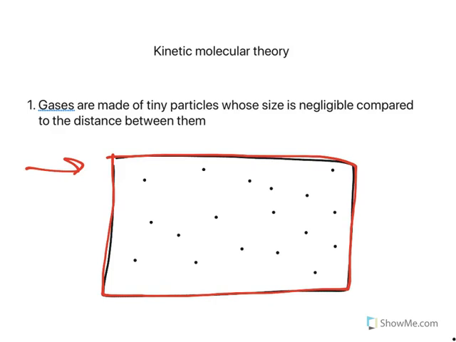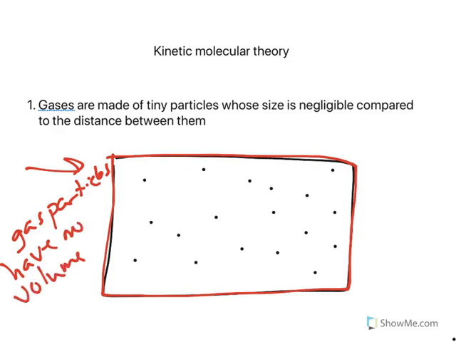So essentially what this first postulate of the kinetic molecular theory is saying is that the gas particles have no volume. Now we know this isn't quite true, but it is true enough, especially for smaller particles, that we're able to safely make this assumption and still obtain proper data and calculations. So again, the first postulate simply says that the gas particles are so small that their volumes are negligible.